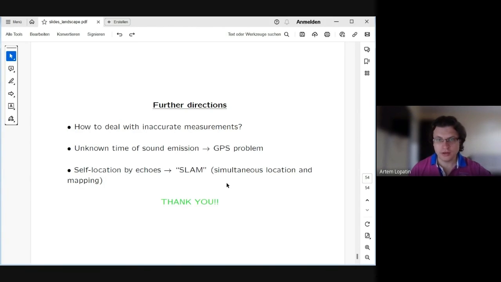Okay, then I have a question. What about if we have two speakers? Not one, but two speakers, and we can distinguish the sound: does it come from the first or from the second one? Have you thought about what will happen in this case?